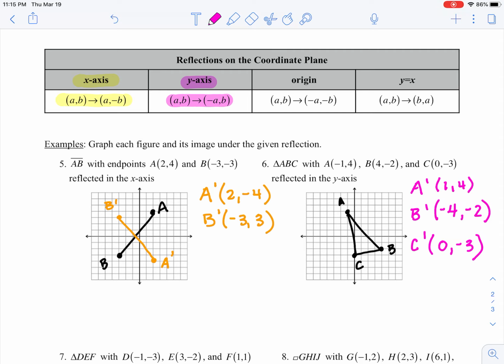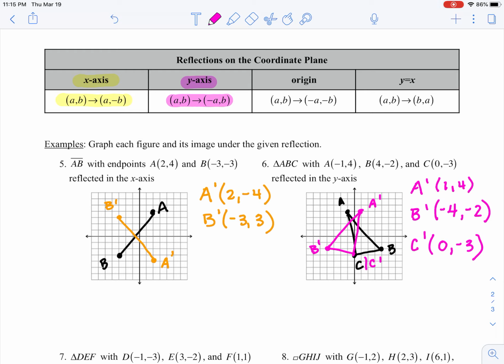Once I plot my new points and connect them, we can see the reflection over the y-axis. Again, if you were to fold your piece of paper in the y-axis and hold it up to the light, each of the corresponding points should sit on top of each other.